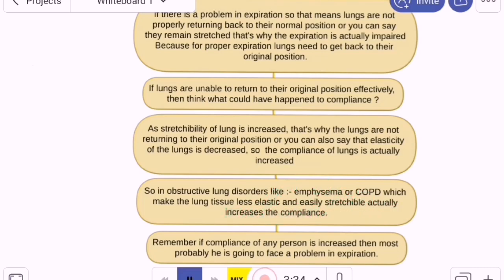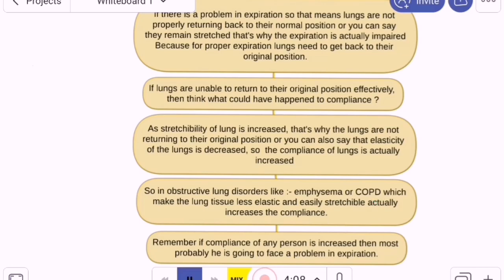As I already told you, our lungs have just the right amount of compliance and just the right amount of elasticity. If any one of them gets imbalanced, a disorder occurs. And now you really know, if there is a decrease in elasticity, it causes obstructive lung diseases like emphysema and COPDs. And in these diseases, the lungs remain stretched. The elasticity is decreased. So the compliance is actually increased in those disorders.